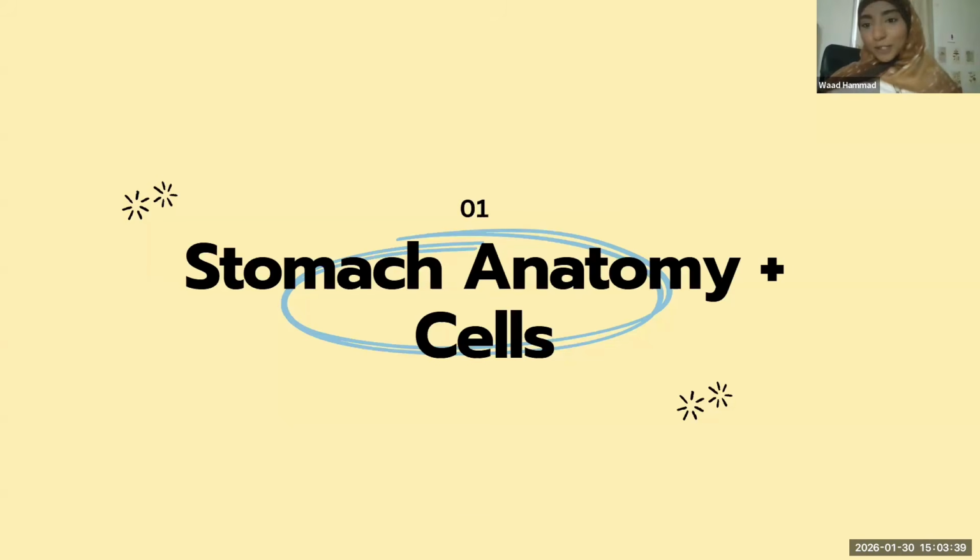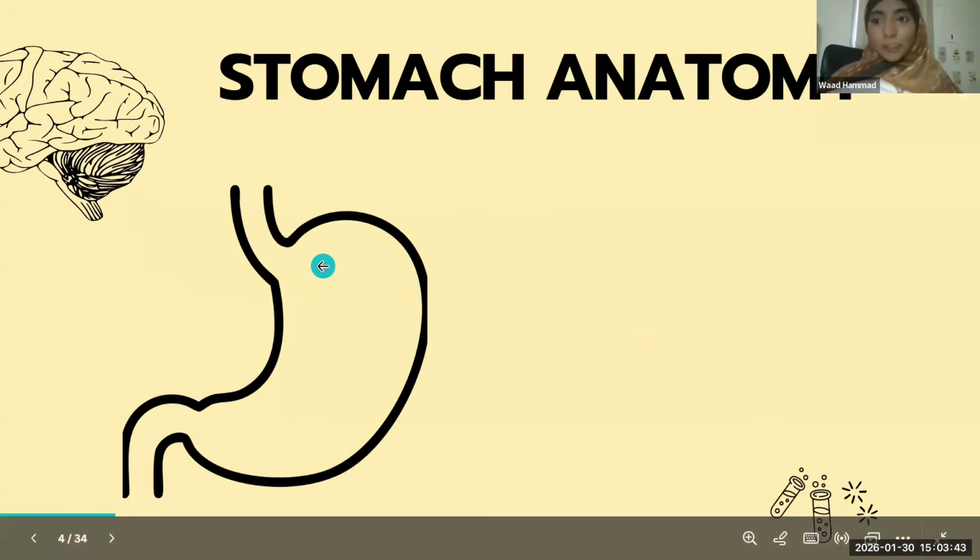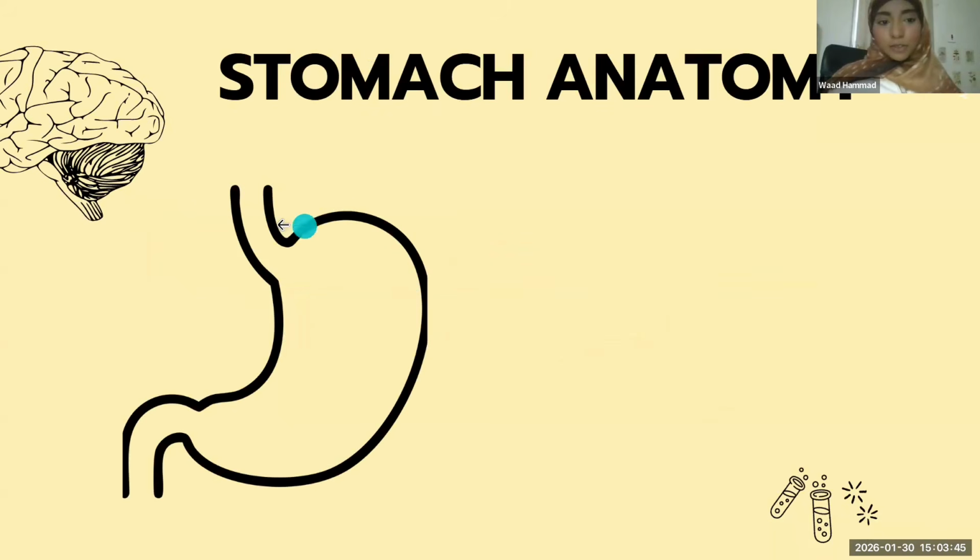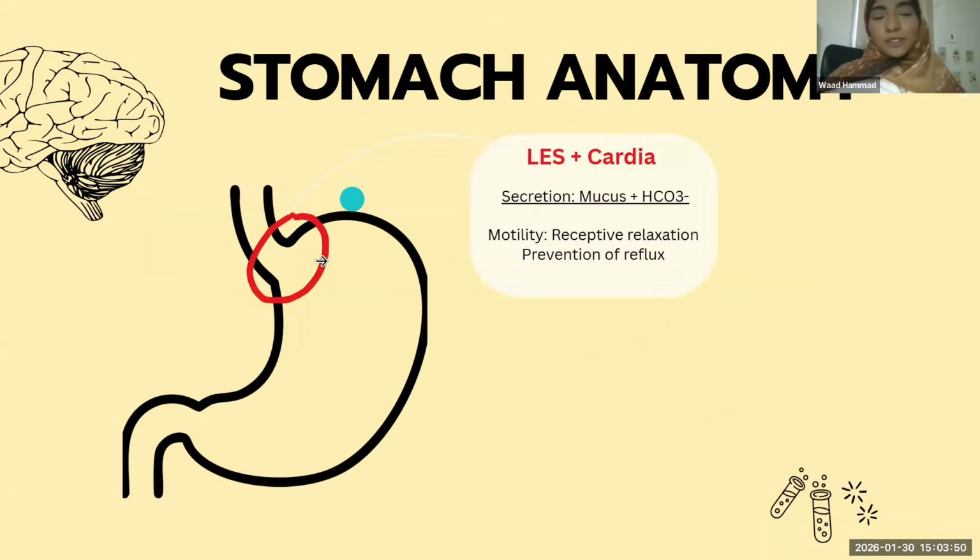Okay. First objective, stomach anatomy and cells. Okay, so here we have our stomach. I'm just going to be breaking it down into different regions. So first we have our lower esophageal sphincter and our cardia, okay? And this area is where we have mucus and bicarbonate, and its motility is receptive relaxation and prevention of reflux.